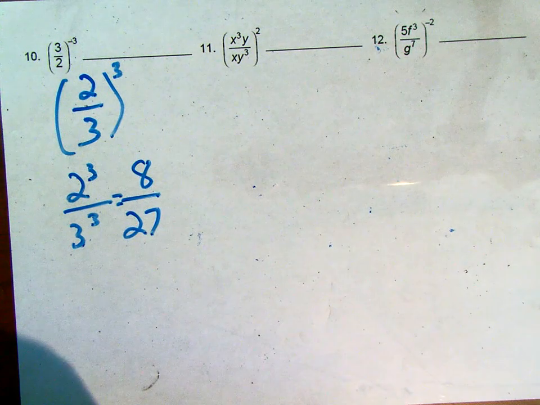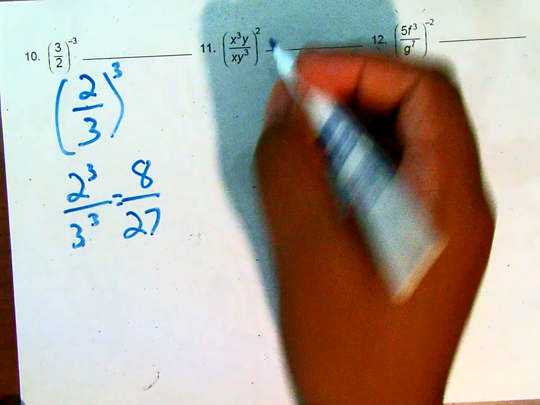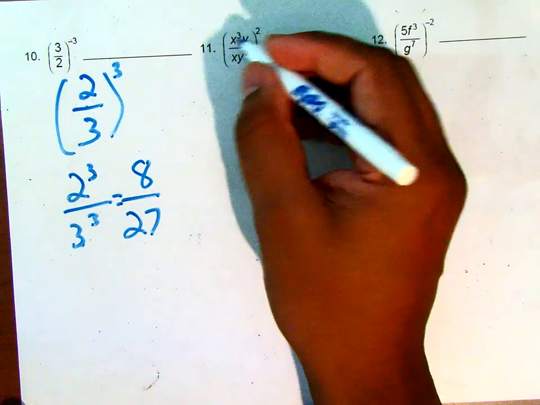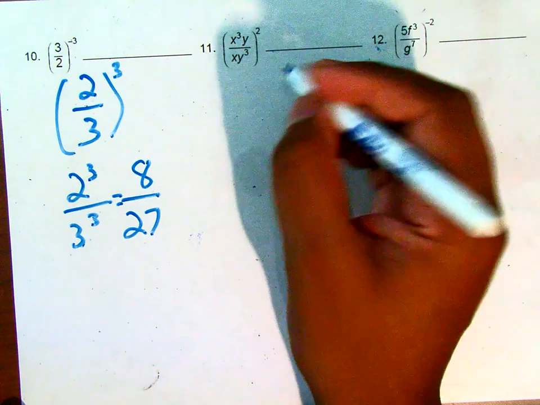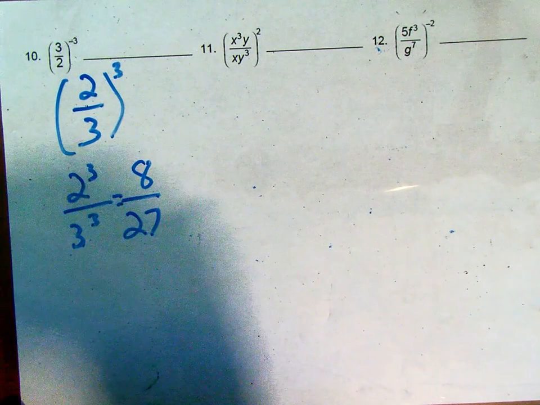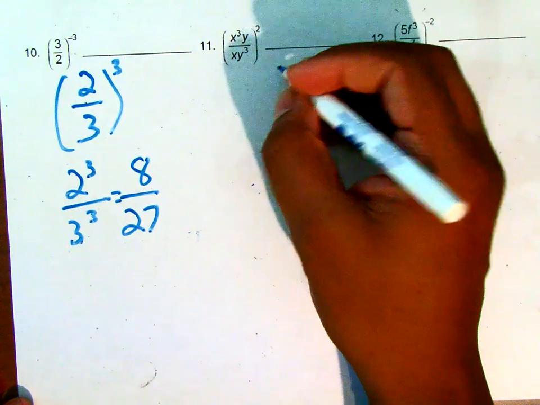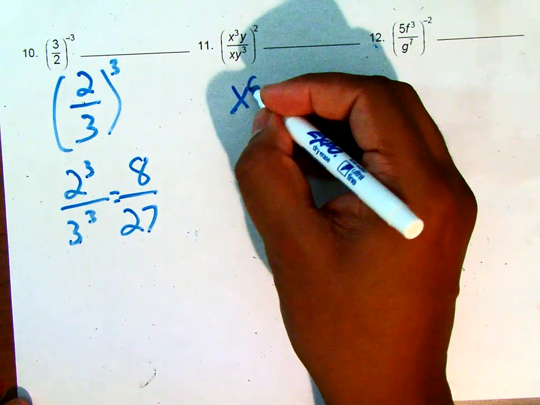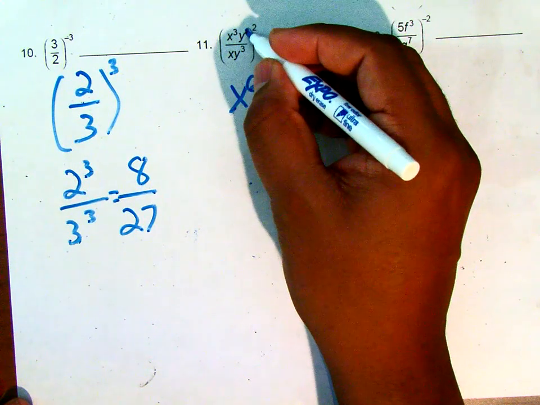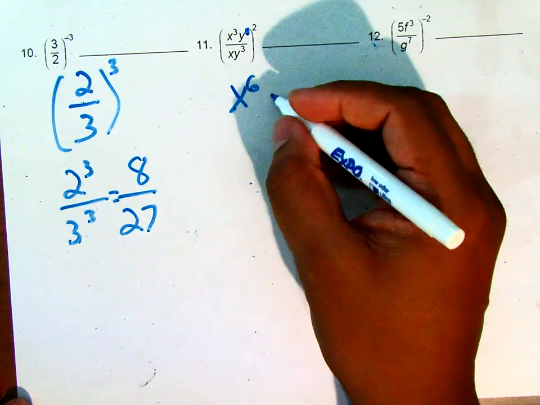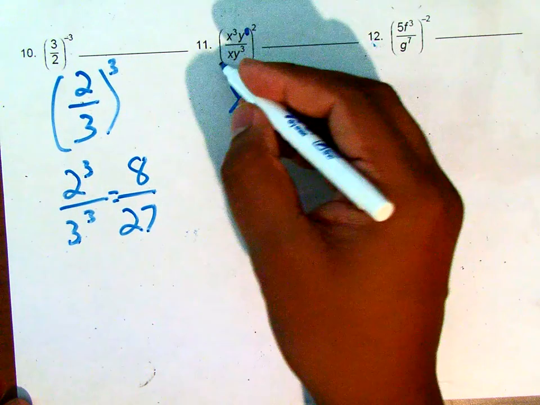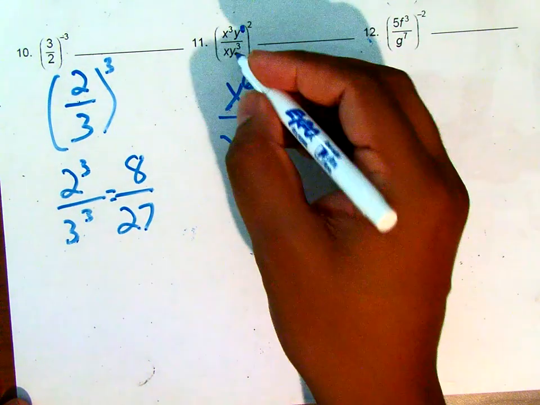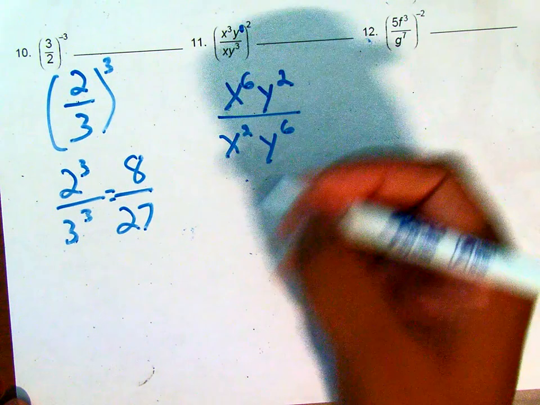Okay, on this next problem here, what we want to do is take this 2 and distribute it to every single thing we have in there. Okay, we don't have to flip or anything like that. So we're just going to say x raised to the 3 times 2, which is 6. y, which has an understood 1 times 2, which is 2. Down here we have x to the second, and then y to the 6th.